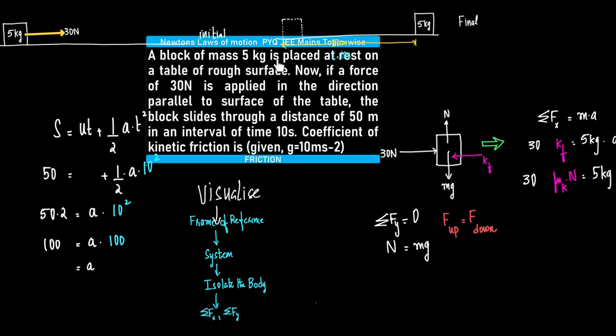A block of mass 5 kg is placed at rest on a table of rough surface. Now, if a force of 30 Newton is applied in the direction parallel to the surface of the table, the block slides through a distance of 50 meter in an interval of 10 seconds. The coefficient of friction is.